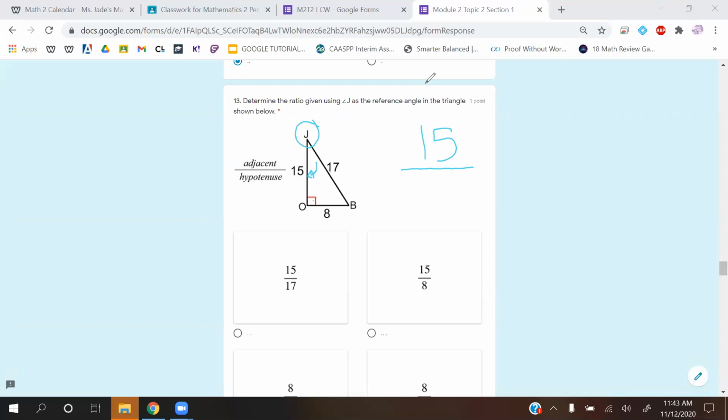And then we have the hypotenuse, which is always across from the right angle. So what is our hypotenuse? 8? 17? What's directly across from the right angle? 17. Yes, 17. So you go from the right angle, go all the way across, and you see that it's 17.